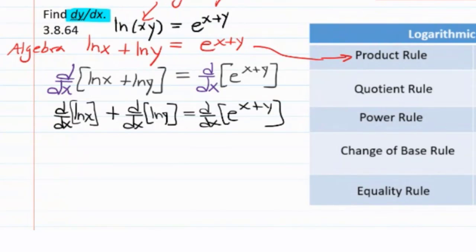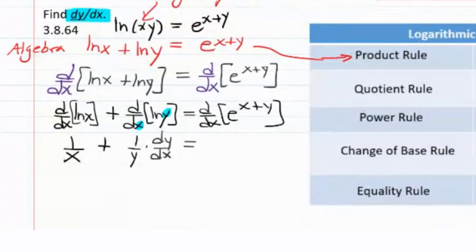All right, what's the derivative of the natural log of x? Good, 1 over x. Plus, what's the derivative of the natural log of y? It's 1 over y, but since the variable here doesn't match the variable here, what do I have to put next to the 1 over y? Good, dy/dx, which essentially is a chain rule that's happening there.